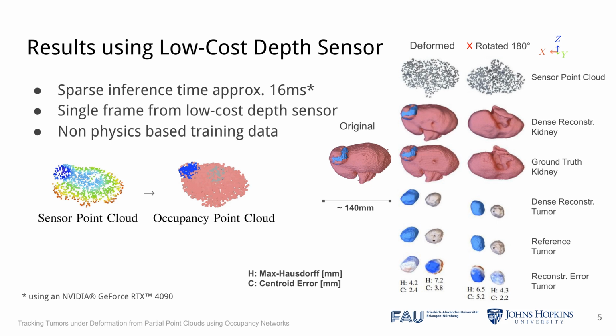orange is an under-reconstruction. We found that with our current approach, we can estimate the tumor positions and margins for moderately deforming phantoms to within a few millimeters, as indicated by the centroid error C and the Hausdorff distance H. For reference, the kidney itself has a total width of approximately 140 millimeters.